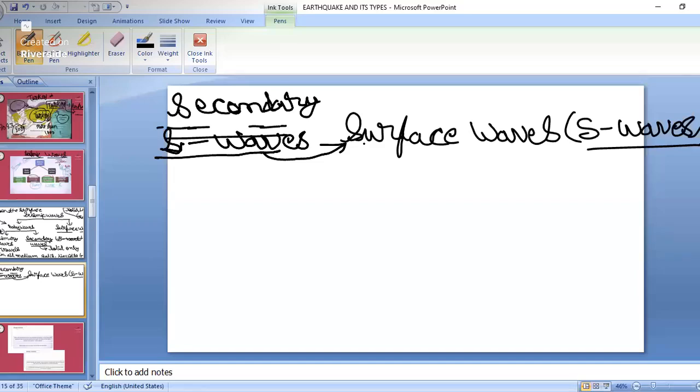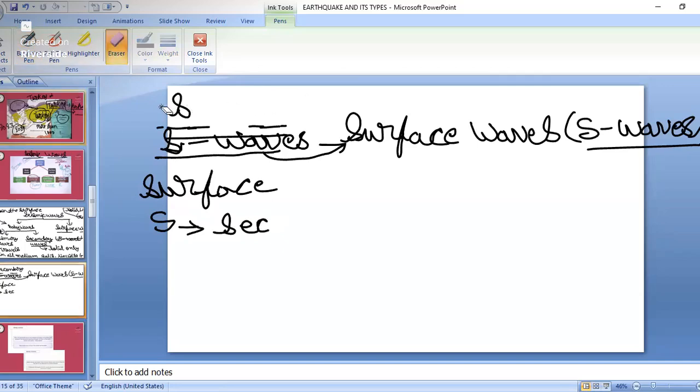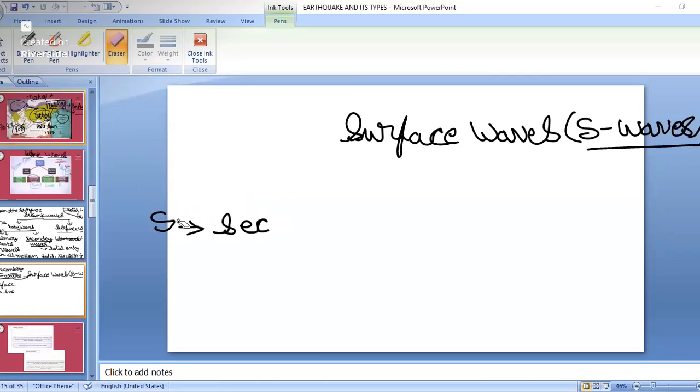Remember that. And suppose the surface wave option is given, and another option given is S. In that case, it will be the secondary. So don't get confused; remember these properties. By knowing them, you can easily recall which one is the surface wave and which one is the secondary wave.